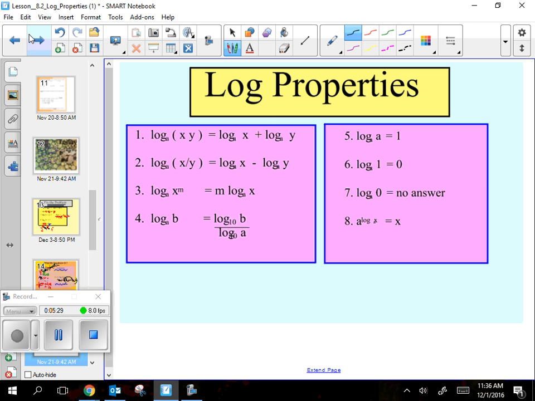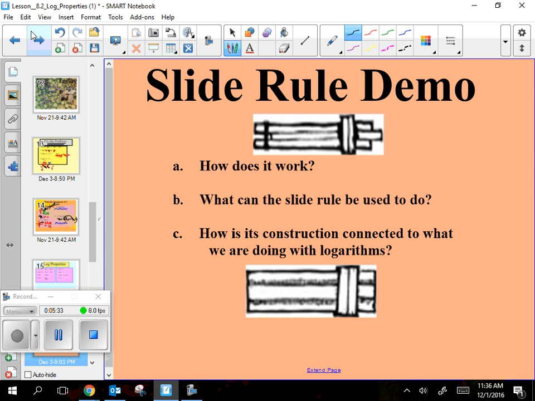This is just a review of all of those properties, which I think you've already got down. You are responsible for them. This next little thing is to just talk about how logs affect slide rules. How many of you have seen a slide rule before, like this, where this little piece slides out? You have a little reader thing on it. Raise your hand if you've actually seen one before somewhere, like in a movie or something. Wow, we're down to only like 2 people.